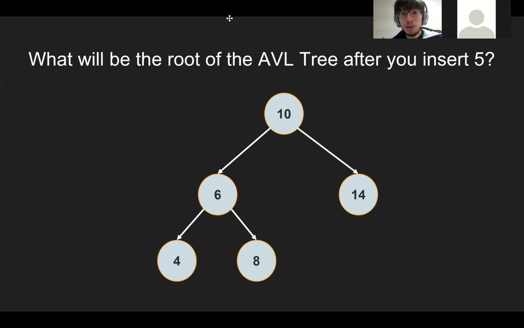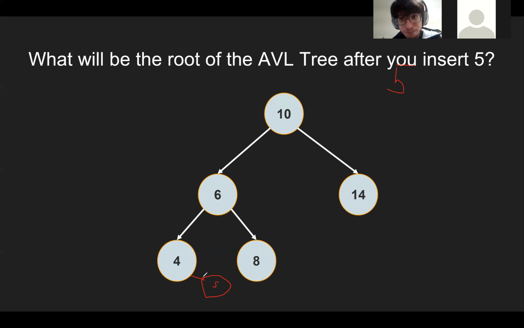For this one, let's insert the 5. Notice it's a binary search tree, so we can insert it. We insert 5, and notice the 5 is less than 10. So we insert it to the left of 10. And it's less than 6, so we insert it to the left of 6, but it's larger than 4, so we insert it to the right of 4. So this is what the tree is going to look like before we do any sort of rotation.